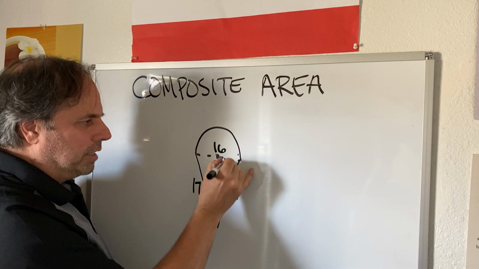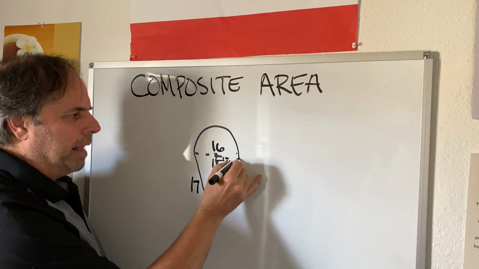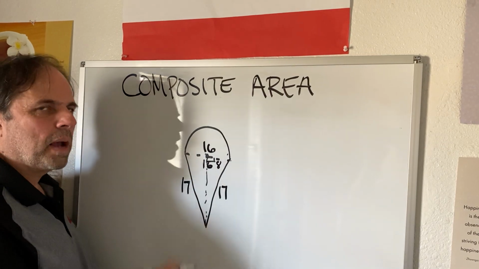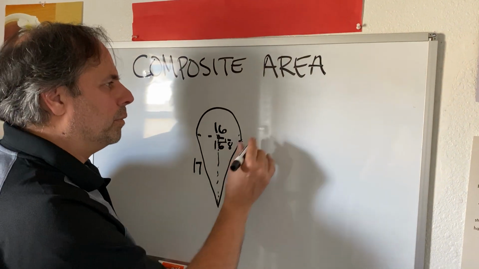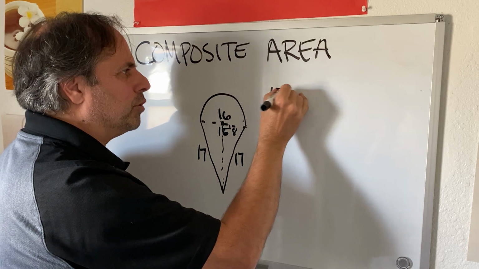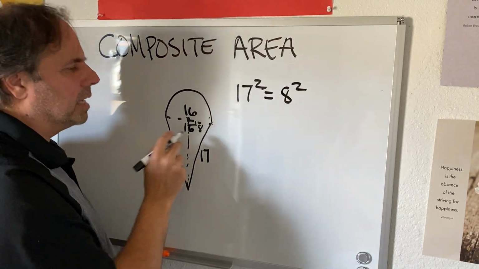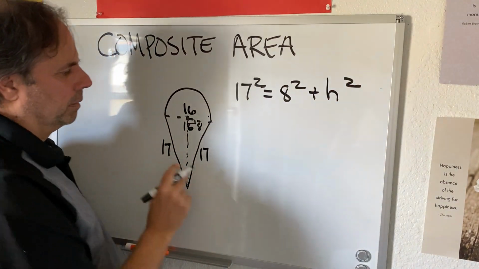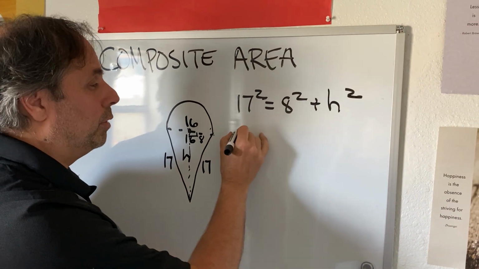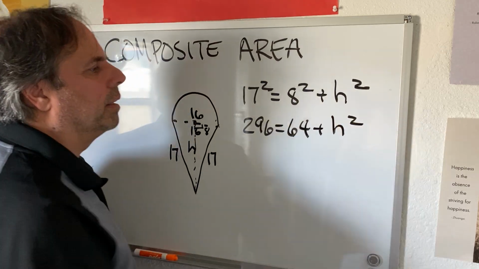And one side of that right triangle is half of this diameter, that would be 8. And then we have the hypotenuse, because it's across from the right angle. The hypotenuse is 17. I can find this by the Pythagorean theorem, can I? So the hypotenuse squared, 17 squared, would equal 8 squared plus the height squared. Right? If this is the height. 17 squared, 64 plus h squared.